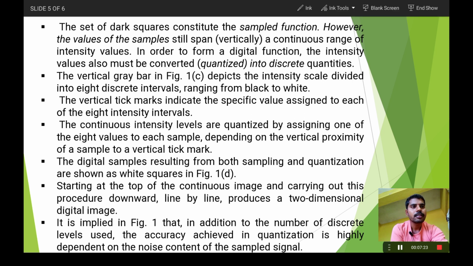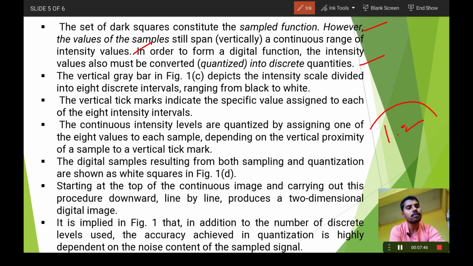Here I will revise very quickly. The set of dark squares constitutes a sample function. However, the values of the samples are still a continuous range of intensity values. In order to form a digital function, the intensity values must also be converted into discrete values. So obviously, if you get 1.2 from the sampling point of view, this 1.2 is not possible to represent in the digital domain.